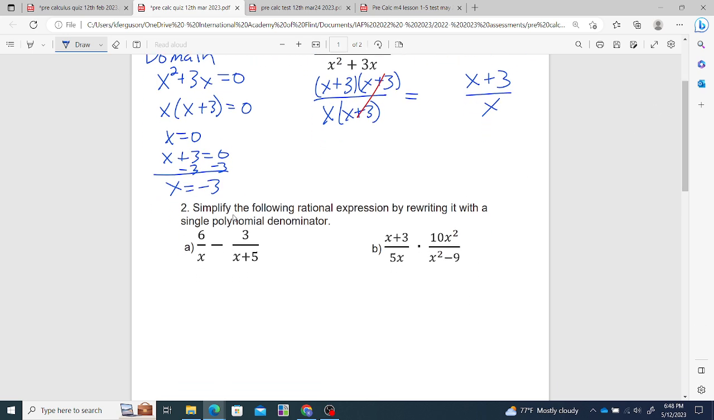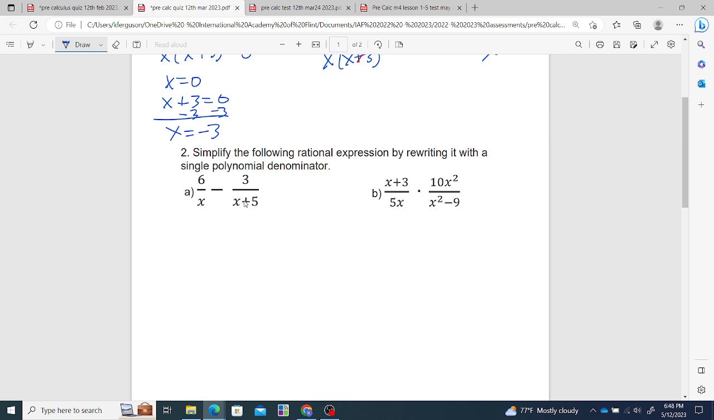Next. Simplify the following rational expressions by rewriting it with a single polynomial denominator. What the heck does that mean? It means add or subtract or multiply or divide my fractions. But I need a single denominator. So let's get to subtract. I need a common denominator. To get a common denominator when you're dealing with polynomials, for the most part, you just multiply the polynomials. So I'll multiply these two things. So my common denominator is going to be x times x plus 5.